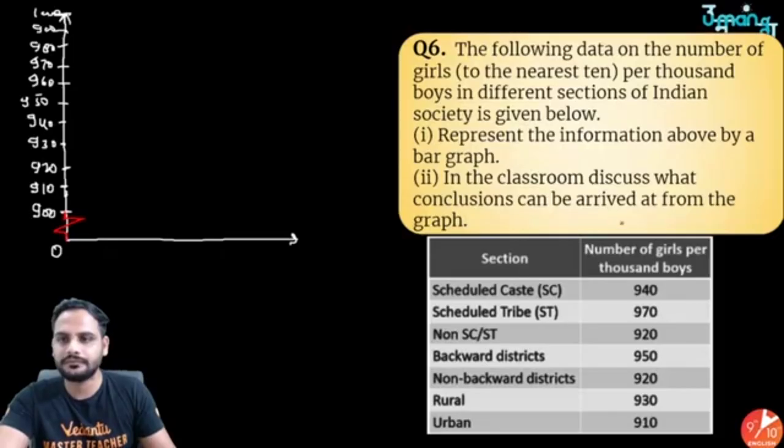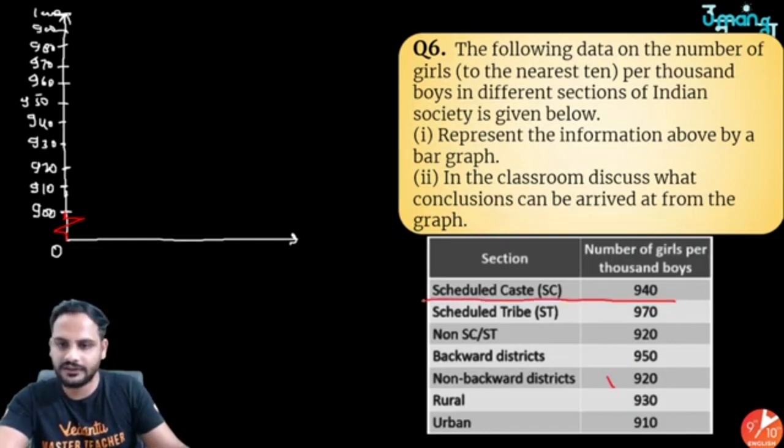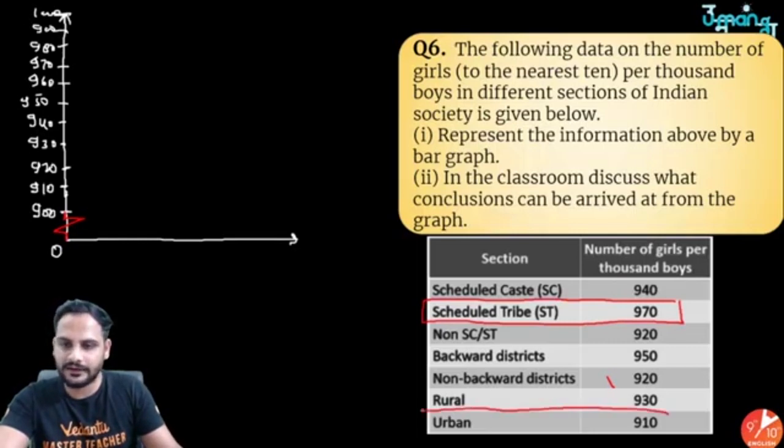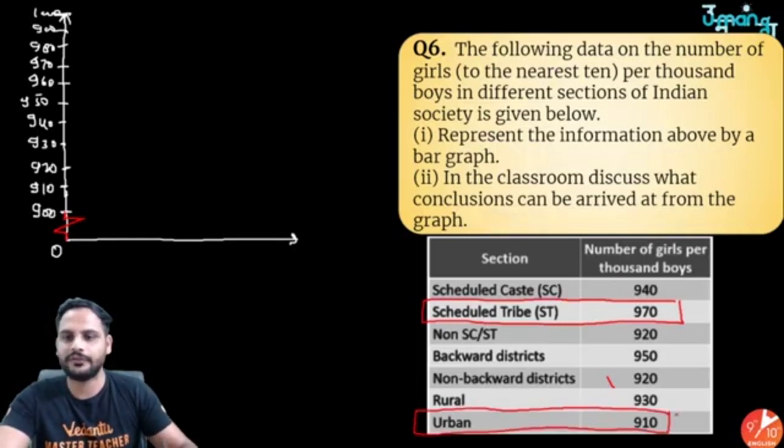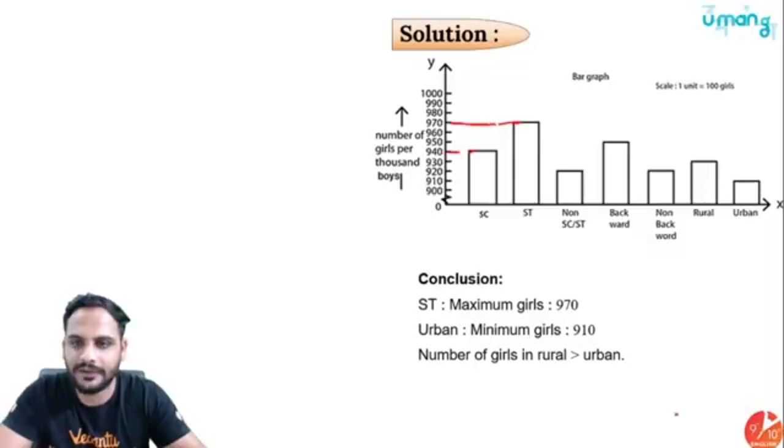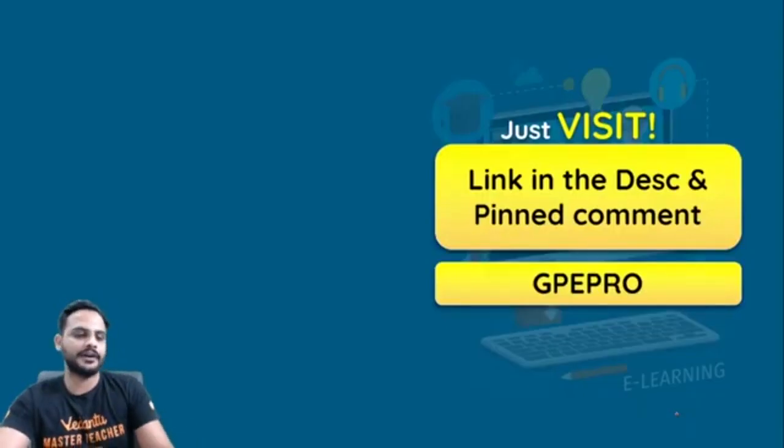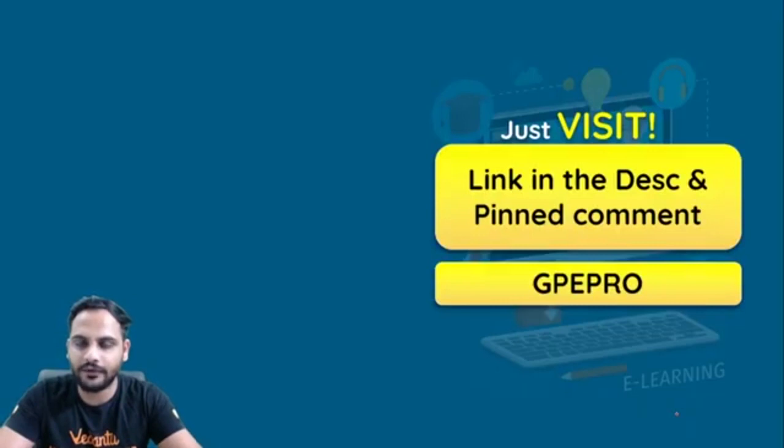Okay. Now in the classroom, discuss what conclusion can be arrived at from the graph. So here we can see that the maximum number of girls are in the scheduled tribe section and the minimum number of girls are in the urban section of the population. Got it? As simple as that, this can be answered. Got it? So this is all from my side in this class. I hope all of you enjoyed it.